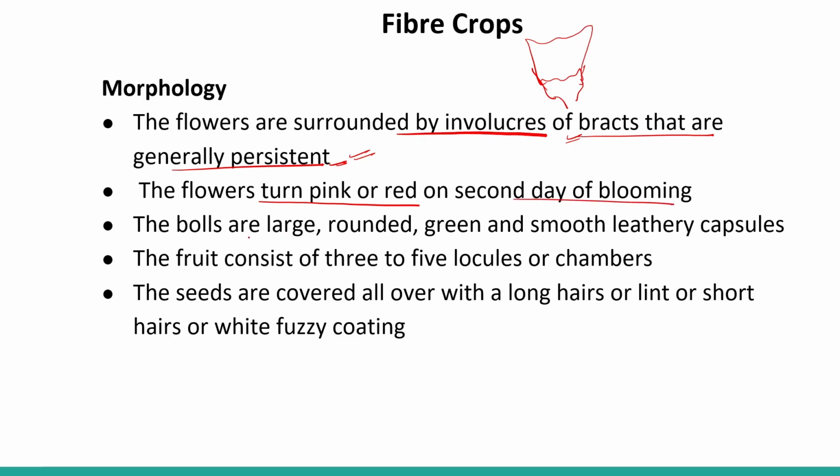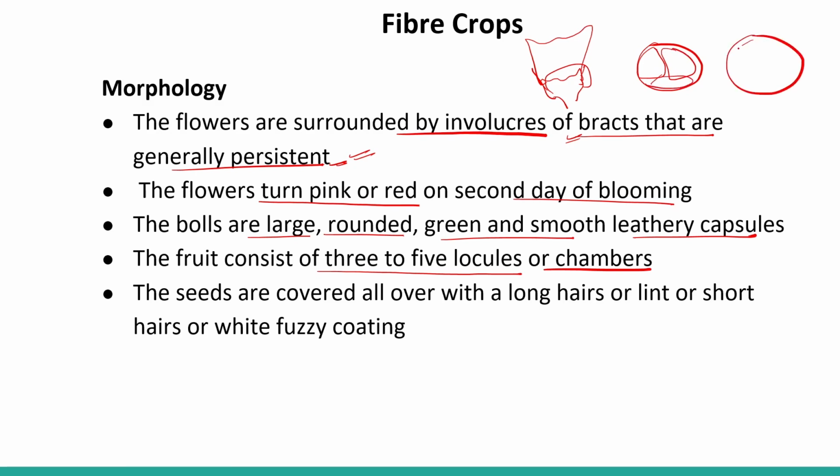The bolls are large, rounded, green and smooth leathery capsules. The fruit consists of 3 to 5 locules or chambers. So when the fruit is formed, it has either 3 locules or sometimes 5 locules like this. Okay.